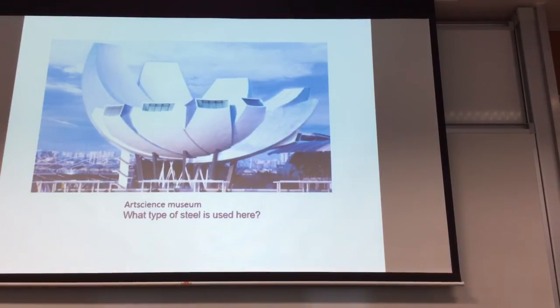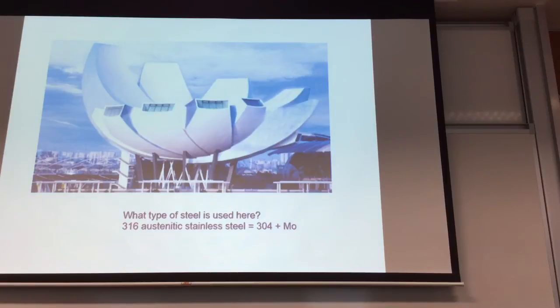Now, the Art Science Museum has quite a lot of reflective patterns. What kind of steel is used here? Is it used as a structure, weights? So you will go for stainless steel. So here we use 316 stainless steel for the reflective panels.